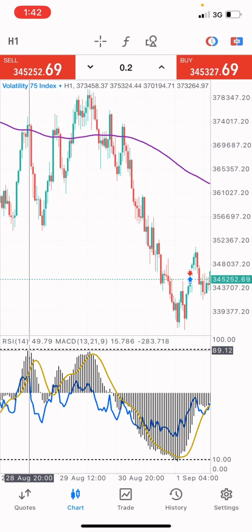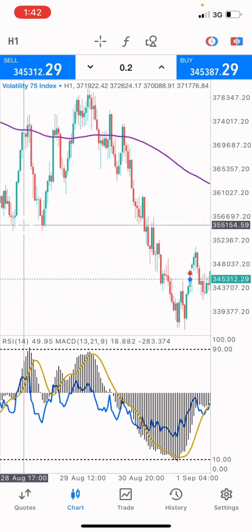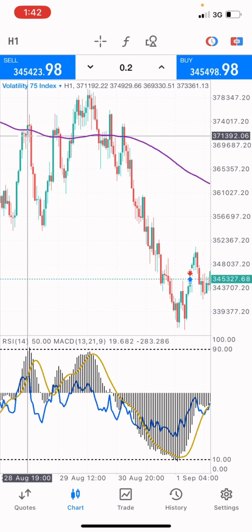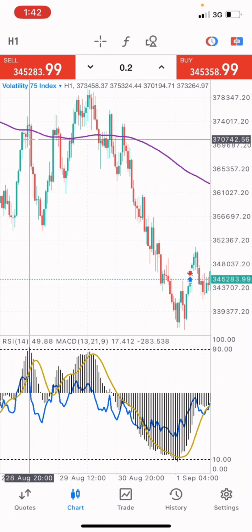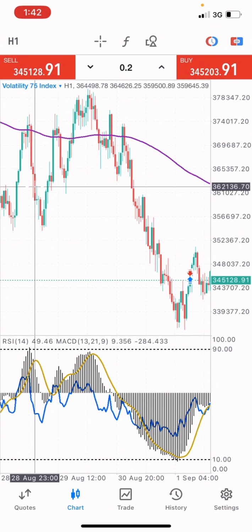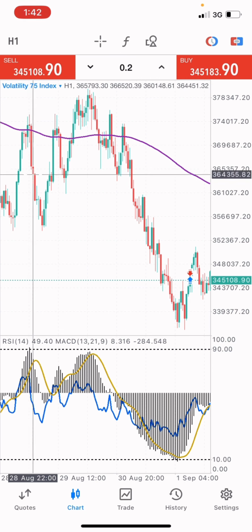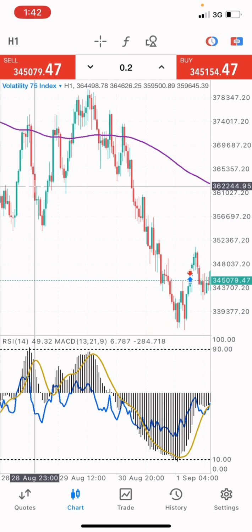Look at it. At this point, you take a sell. Look at it, guys. Take a look. The level 90. Look at the red candles, you place a sell. Okay, so that's how I made that profit that I screenshotted and posted on my community.